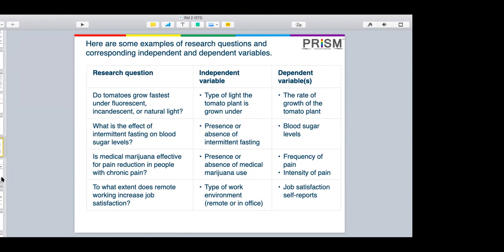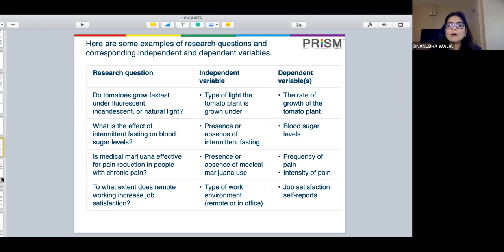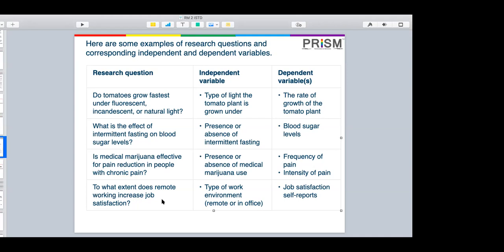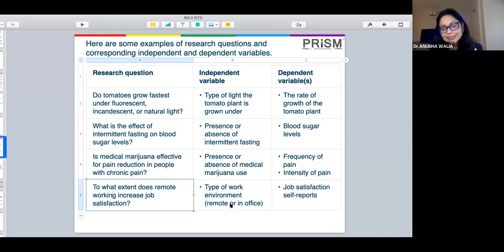Ma'am, in the independent variable, when we come to the last example, type of work environment, remote or in office, maybe I have not understood it. So I've given you an option of remote working or in the office. That's okay, ma'am. So what my question is, ma'am, here we can flex the independent variable, right? Like it can be either remote or in office. So you can make it in office or remote.